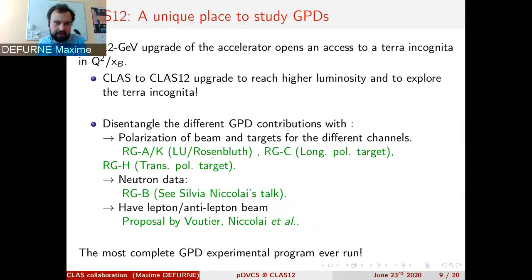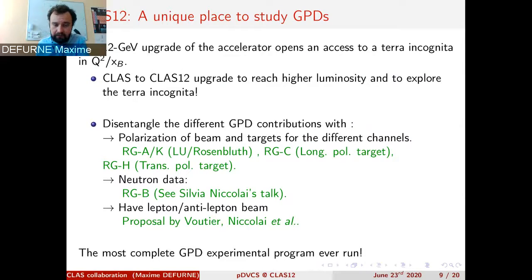So for instance, in CLAS12, you can use the large acceptance to explore this new terra incognita that has opened with the 12 GeV upgrade. Moreover, CLAS12 is an upgrade of CLAS in order to reach higher luminosity. So we have a much better statistical accuracy. Now, if you look into the research program associated to DVCS on proton with CLAS12, it's very rich.